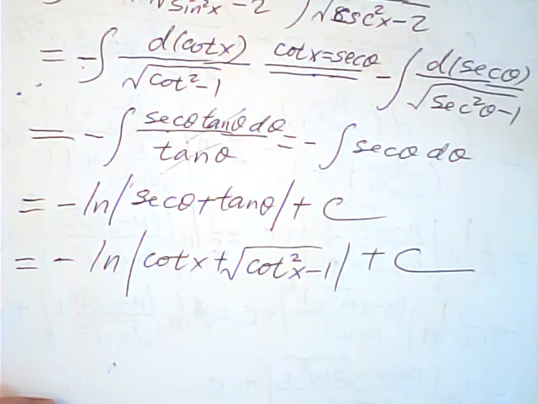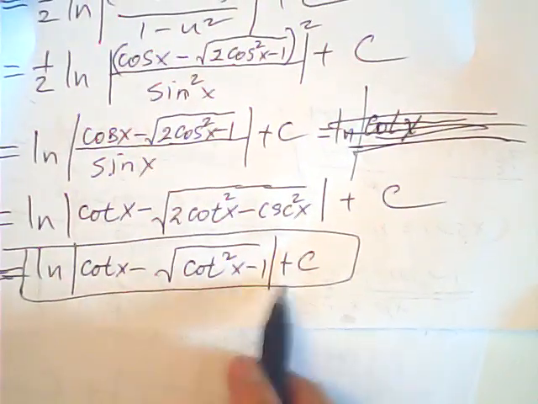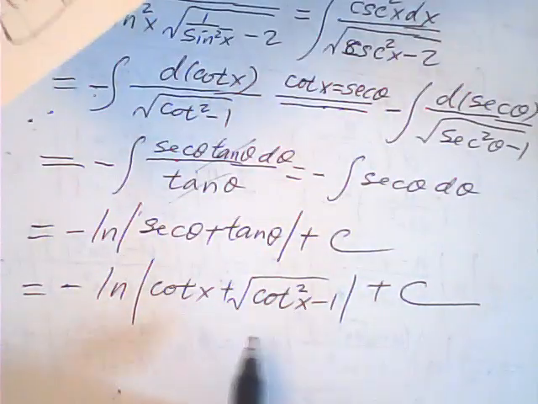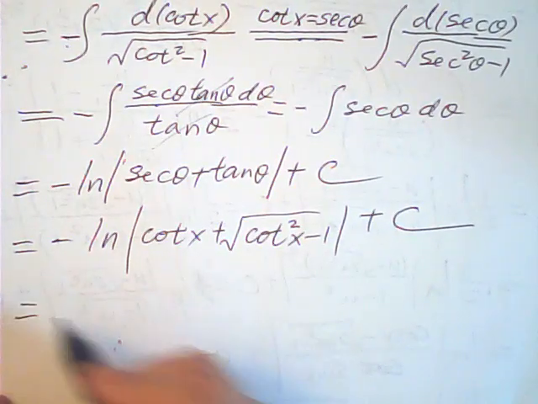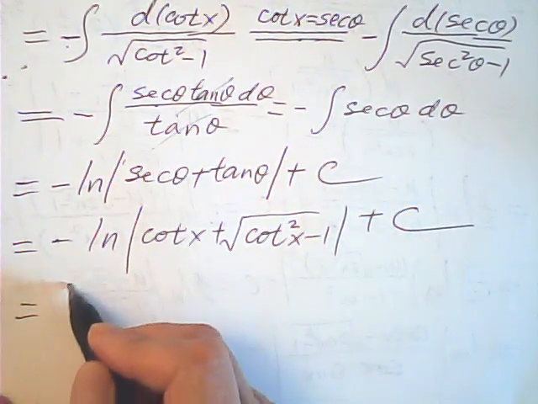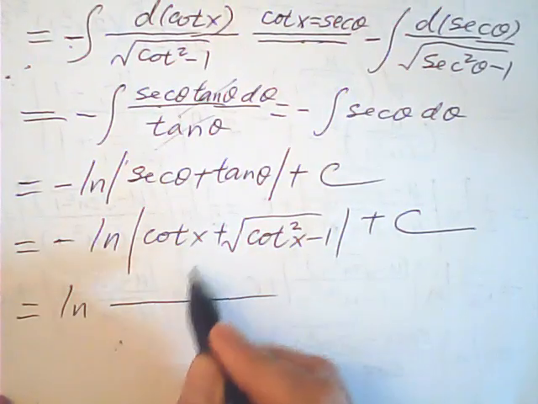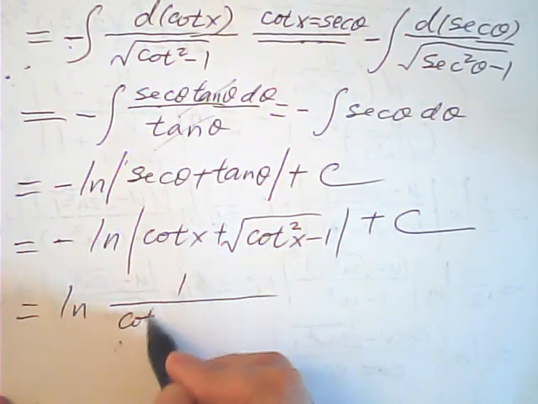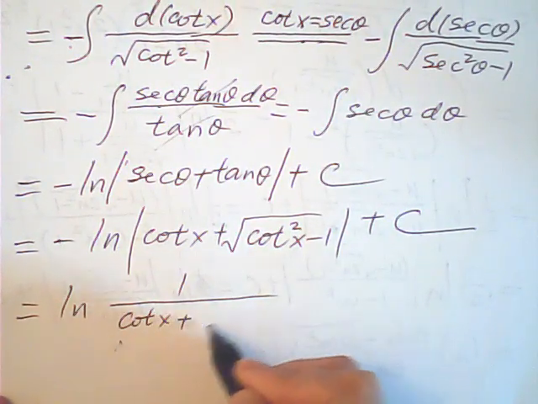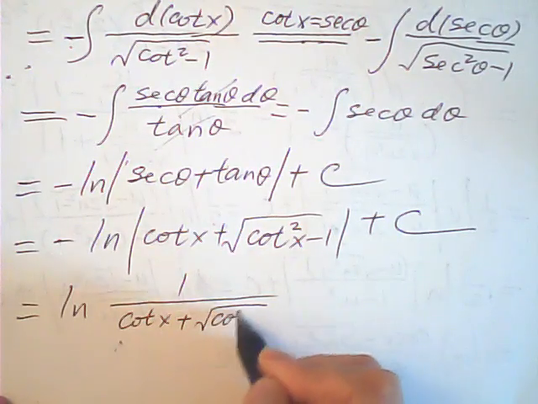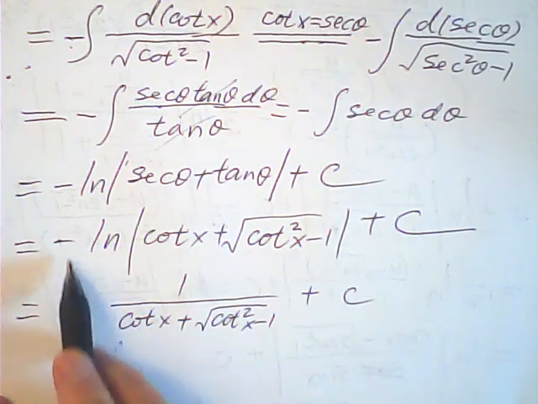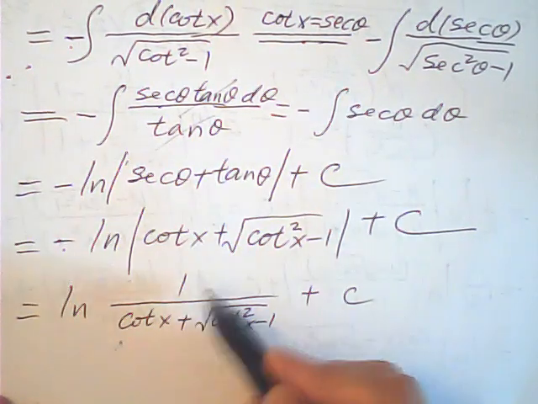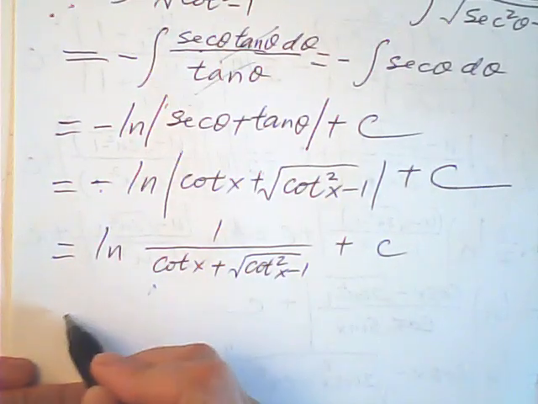Well, compared to method 1, this is method 1. This is method 2. Now let me verify they are the same. So this is actually equal to 1 over cotangent x plus the square root of cotangent square x minus 1, right? Because negative becomes the reciprocal here.